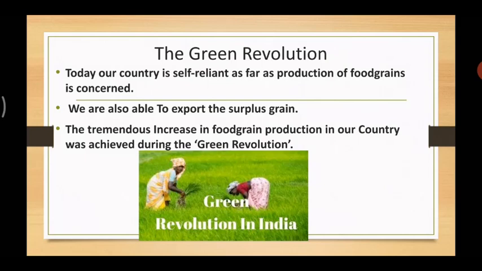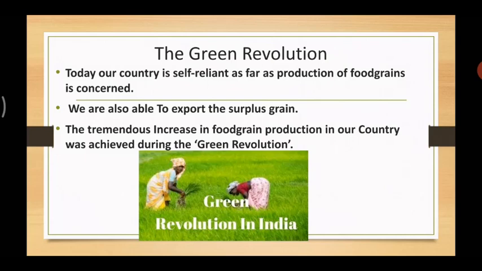Due to the adoption of modern methods and technologies such as the use of improved seeds, what all things do we use in these improved methods of agriculture? They are improved seeds, tractors, then the irrigation as we see in drip irrigation and sprinkler irrigation, right? Then the pesticides, different pesticides, and the use of fertilizers, etc. All these things we use in our modern methods of agriculture.